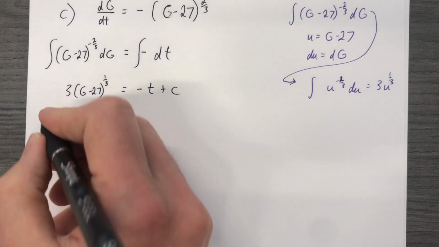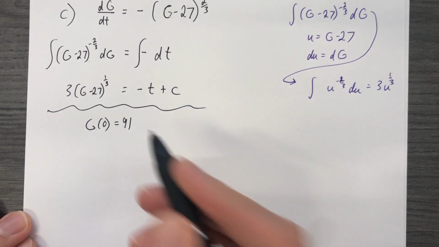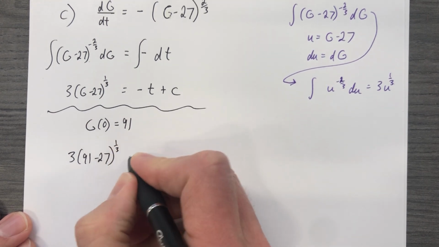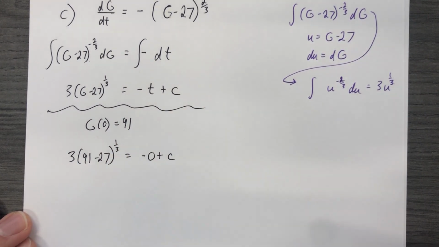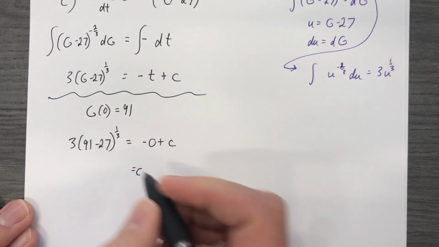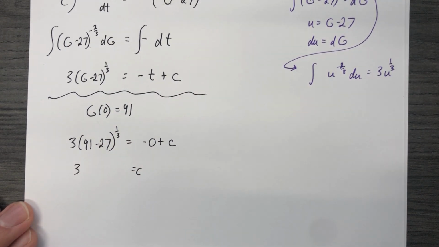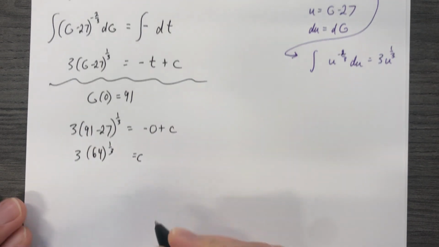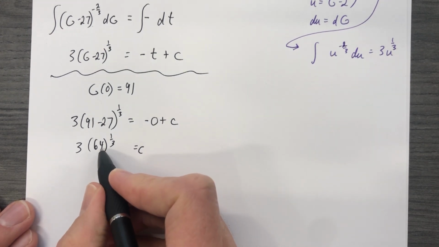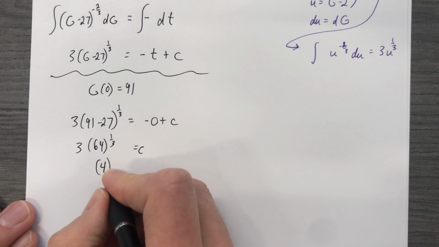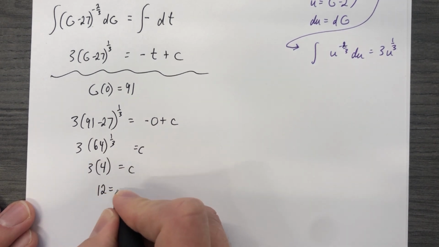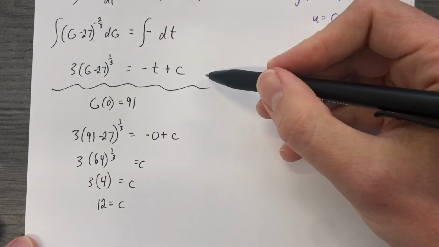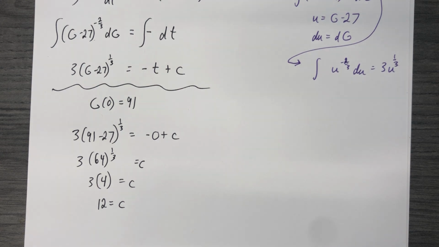So here goes. Sometimes I do this. I don't know why. It's fun. It's like a different idea. So 91 minus 27. We're going to raise that to the 1/3 power equals negative 0. That's pointless. Plus c. And so c equals whatever happens here. So 3 times... Okay, 91 minus 27 is 64. We're going to raise that to the 1/3. That is the cube root of 64. 64 to the 1/3 is going to give me 4. We have 3 times 4, which is c. So c is equal to 12. Fantastic.